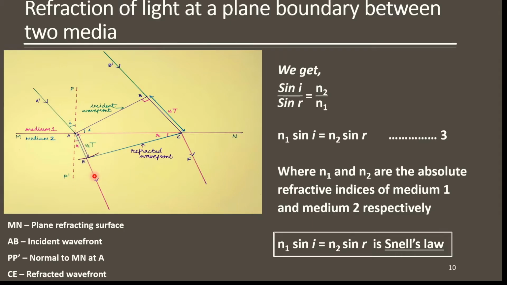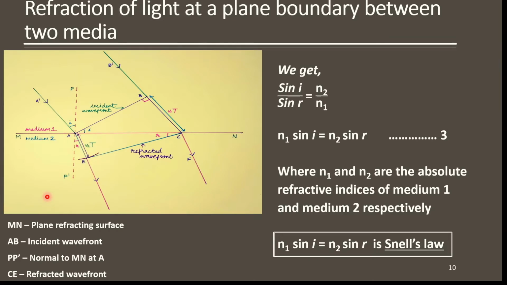Laws of refraction are satisfactorily explained on the basis of Huygens wave theory of light. If V1 is greater than V2, N1 is less than N2, and I is greater than R, that is, angle of incidence is greater than angle of refraction. For oblique incidence, the refracted ray bends towards the normal while going from optically rarer medium to optically denser medium.